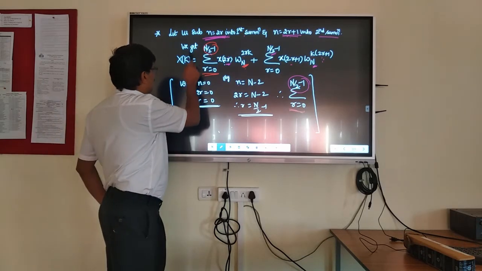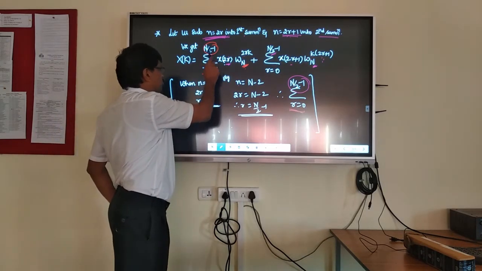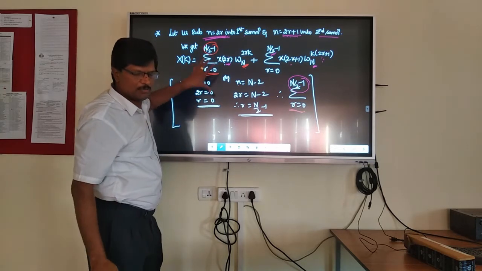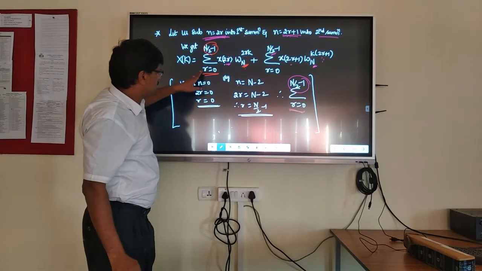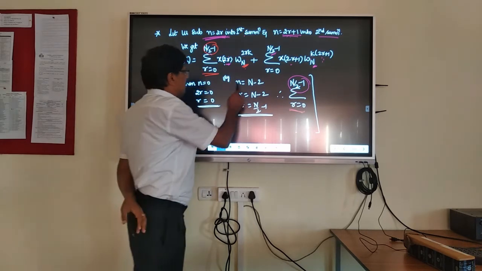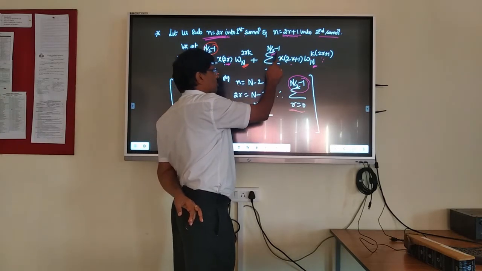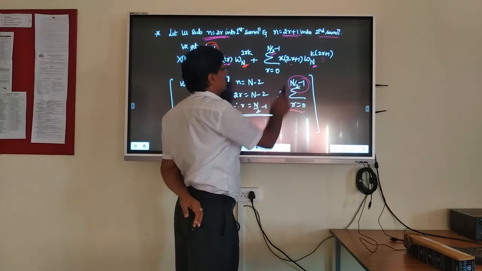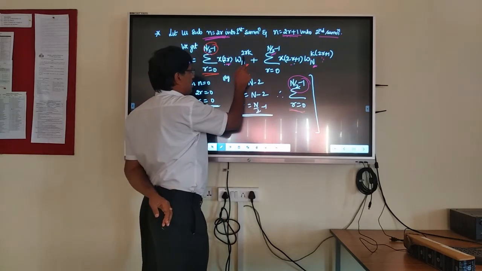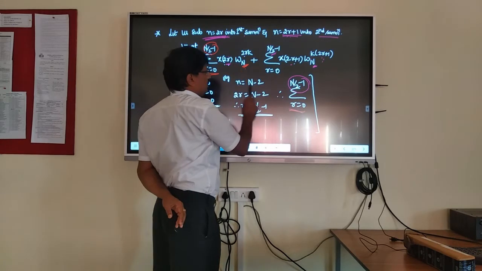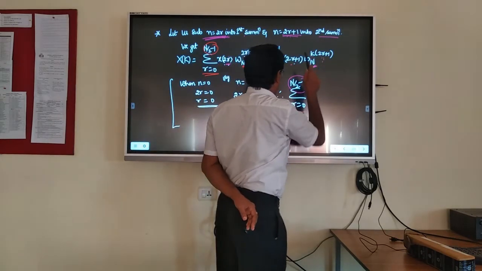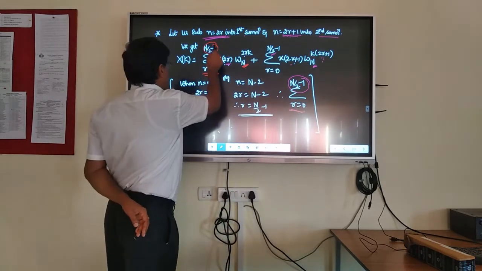For example, here X of k is equal to the summation r equal to 0 to N by 2 minus 1, a new summation, an N by 2 point summation, and the sequence variable is changed from n to r. Similarly, here also r is equal to 0 to N by 2 minus 1, x of 2r plus 1. Here x of 2r plus 1, here x of 2r. And here W_N to the power, what is n? n is nothing but 2r, into k. Similarly, W_N to the power k into what is n? 2r plus 1.